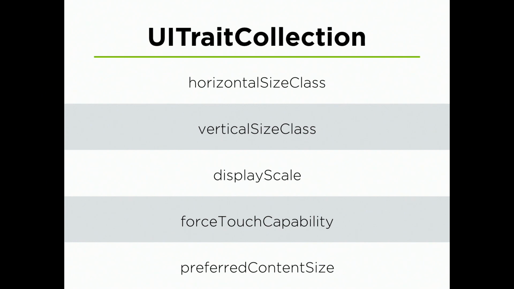Force touch capability might be something you're interested in if you're going to change your layout, if you had a slightly different control for force touch than you would for non-force touch devices. And then preferred content size, which is newer and is really an accessibility property. So we're going to focus on these three, really. They're the most useful for most cases. Size classes, obviously, being the main one, and then preferred content size for some of the dynamic type changes.